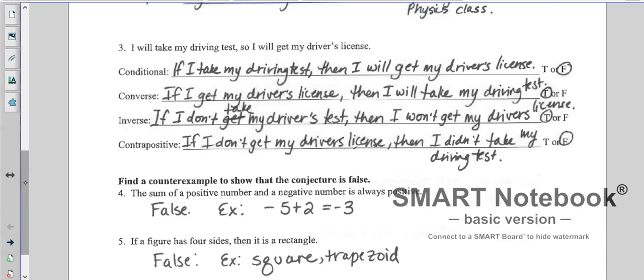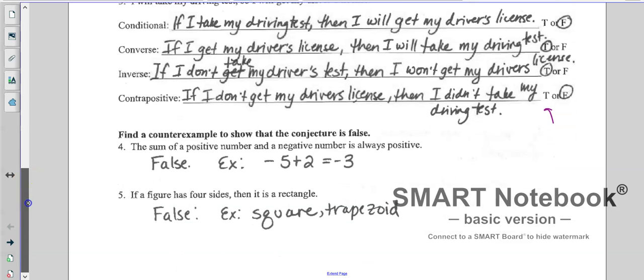If I don't get my license, I didn't take my test. Okay, that's a tough one. It can be confusing, but if I don't get my license, then I didn't take my test. Not necessarily, you could have taken the test, but flunked it. So this one could be a confusing one where you might think true, but no, there's a situation where you could have flunked. All right, find a counterexample.